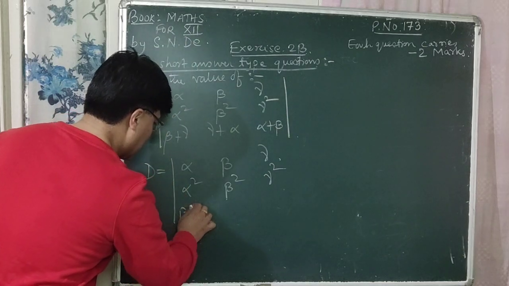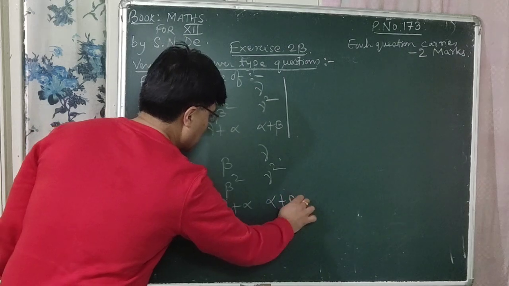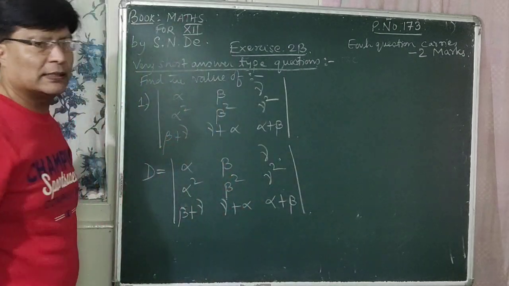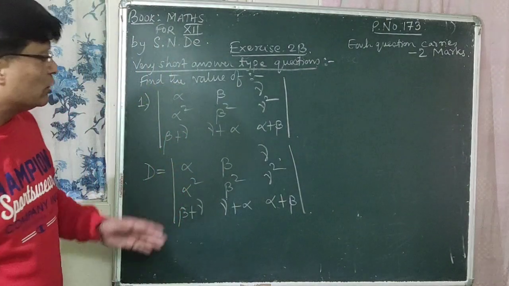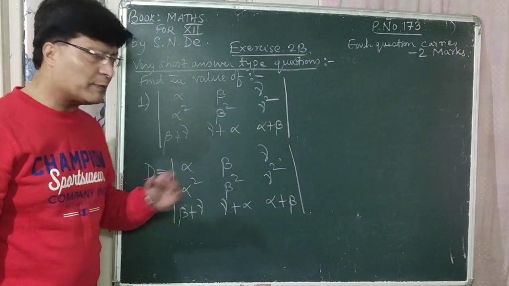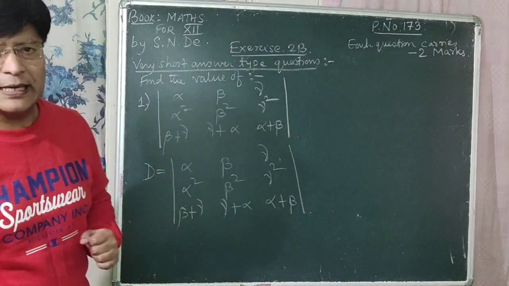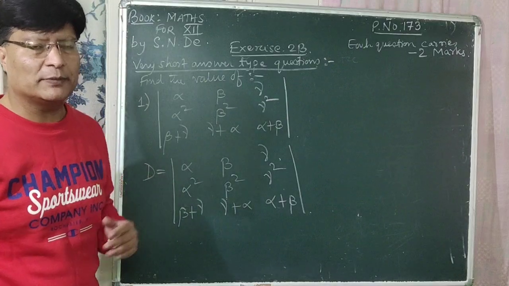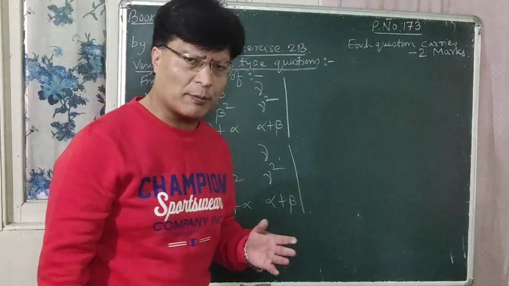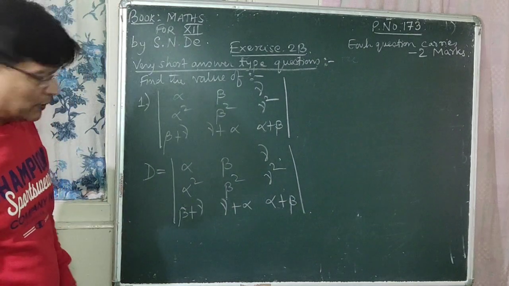To find the value, we do not need to expand it now, because expanding would be complicated, right? So you have to use the properties of determinants. In the last class we learned the properties of determinants. With the help of these properties, we can find the value of this given determinant. Let us say that this is D, the given determinant, right?